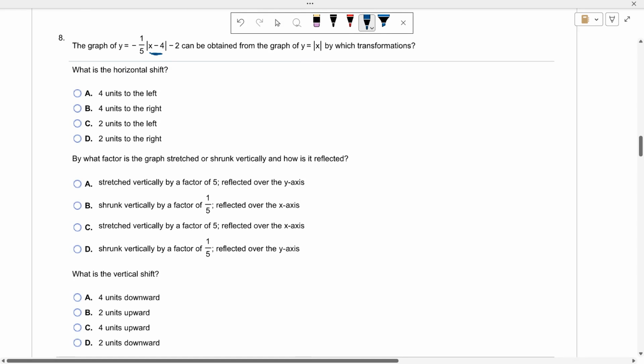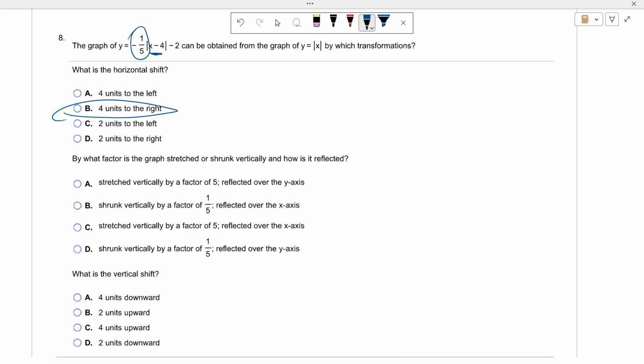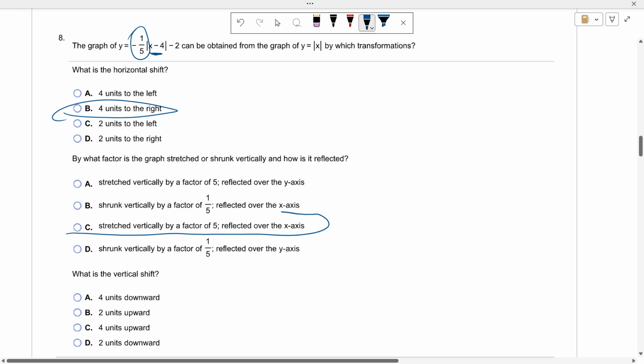We start from the inside. Which way did we go? 4 to the right. Then we move to here. What does that do if it's on the outside? We flip over the x-axis and actually we stretch it by a factor of 5 because it's 1 over a number. If the number down there is bigger than 1, it's a stretch.